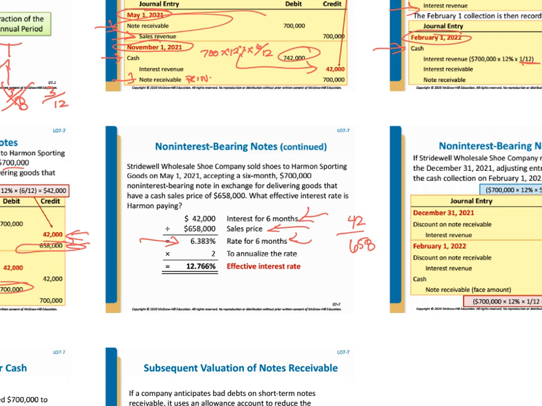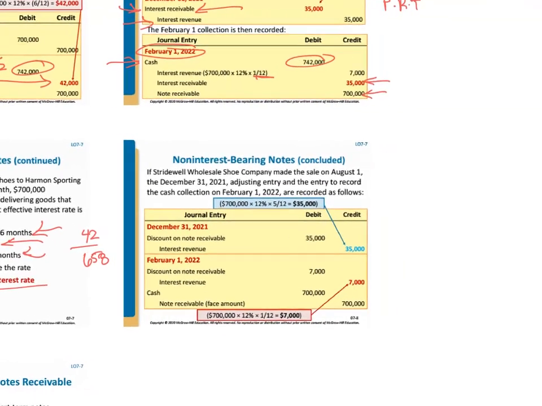And this shows us that our effective rate of interest on a non-interest-bearing note, given that the market rate is 12%, is actually 12.766%. So the effective interest rate actually ends up being higher because the sales price itself was actually less than what the note face value was shown for.